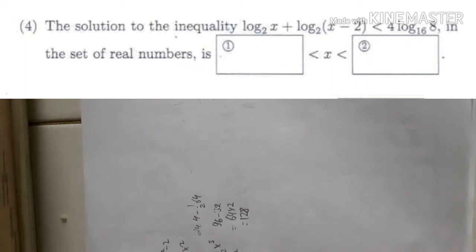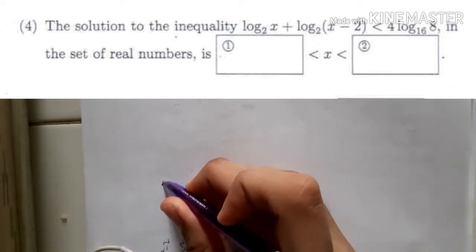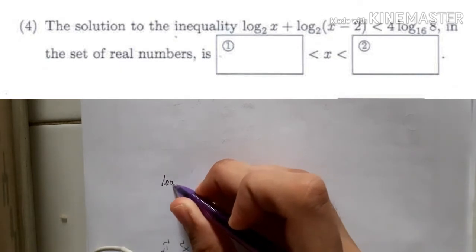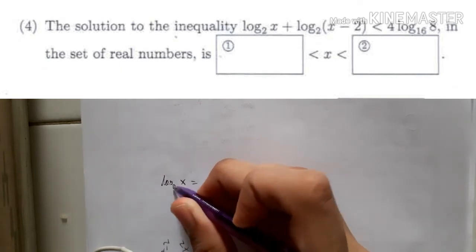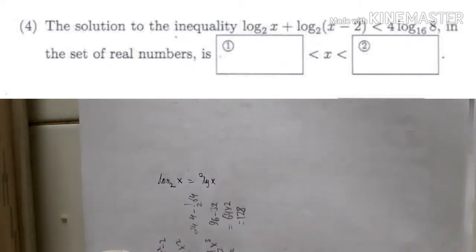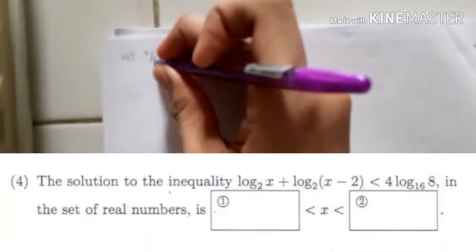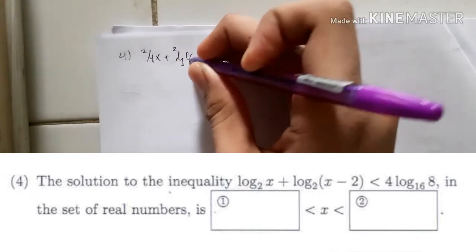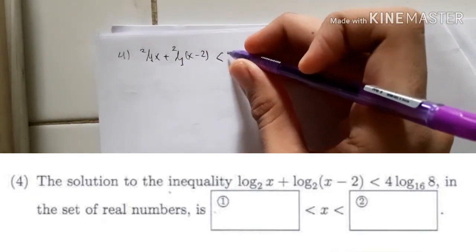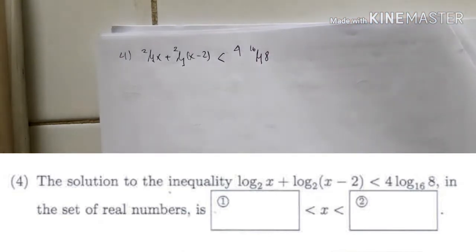Now for the sake of this video, to ease your calculation, I will write the logarithm with base 2 of x by moving the base 2 up, this way. I'm pretty used to doing this type of logarithm this way, so it doesn't matter. Okay, so base 2 logarithm of x plus base 2 logarithm of x minus 2 is less than 4 times base 16 logarithm of 8.